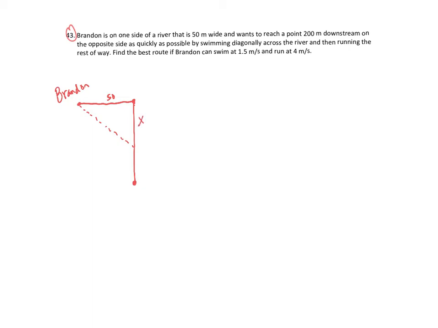So if I make this part of the triangle x and the rest of the way 200 minus x, then we can come up with the distance that Brandon swims by using the Pythagorean theorem. So if this were c, then 50 squared plus x squared equals c squared, and c is equal to the square root of that.